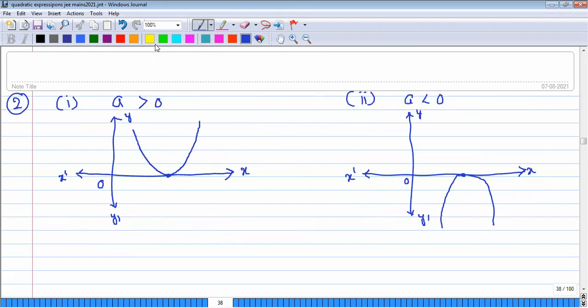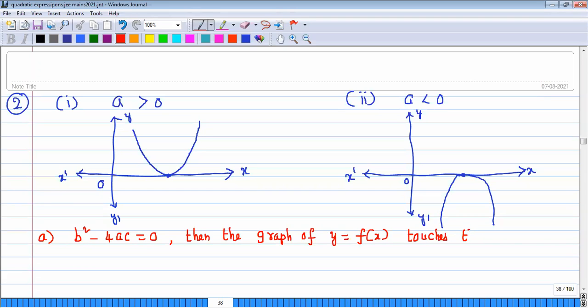Now what do we conclude now? So first point we can write in this one. First point, let us say point A. B square minus 4ac is equal to 0, then the graph of y is equal to f of x touches the x-axis. Touches the x-axis means x-axis becomes tangent to this graph.